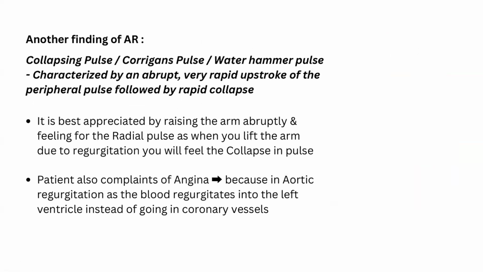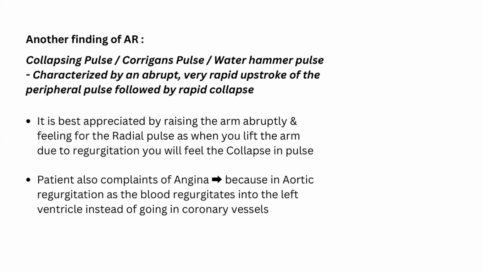Now another finding of aortic regurgitation is a phenomenon known as collapsing pulse, Corrigan's pulse, or water hammer pulse. This condition is characterized by an abrupt, very rapid upstroke of the peripheral pulse, followed by a rapid collapse. Whenever you are palpating the radial pulse, there will be a rapid upstroke and a rapid collapse. This is seen in aortic regurgitation, and it is called collapsing pulse, Corrigan's pulse, or water hammer pulse. All of these names are asked in MCQs.